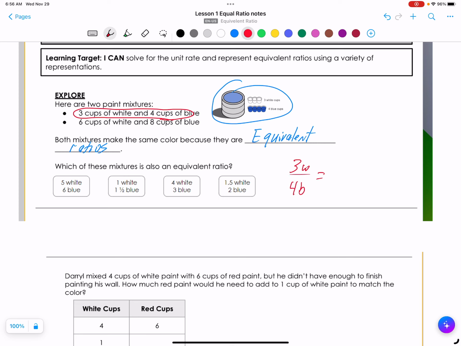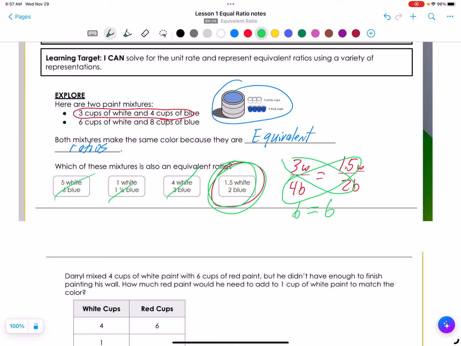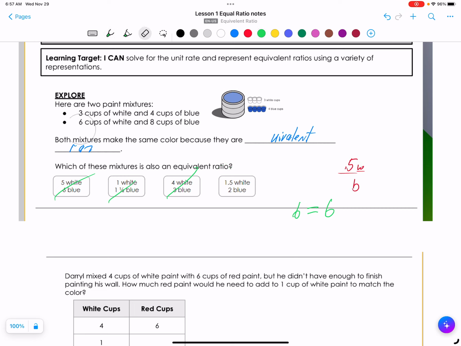Let's try this one. This one looks good. 1.5 white to 2 blue. So if I cross multiply this one, that gives me a 6. Let's see if that equals this. If you put that in a calculator, that will be a 6. So this last one here is equivalent to the 3/4. These 3 are not. So again, we just set them equal to each other and cross multiplied. Okay, so let's erase this, move down a little bit.